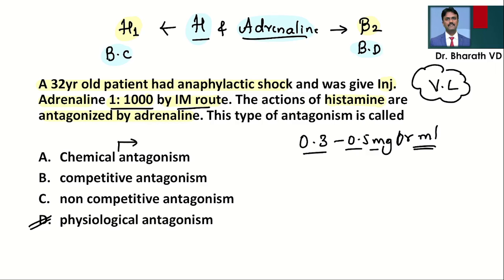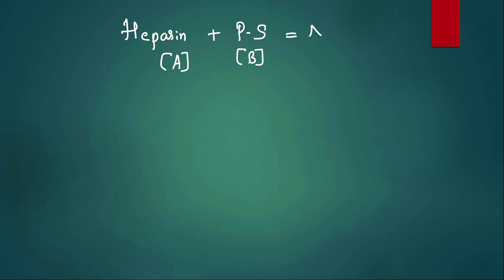What is chemical antagonism? Chemical antagonism means there should be some chemical reaction. For example, the patient had gastritis, and we add antacids. So there is a chemical reaction and the acid is neutralized. Same thing, heparin. Whenever we give heparin, can you tell me the antidote of heparin? It is protamine sulfate. Heparin is acidic in nature, protamine is basic, and they get neutralized. So this is also chemical antagonism.